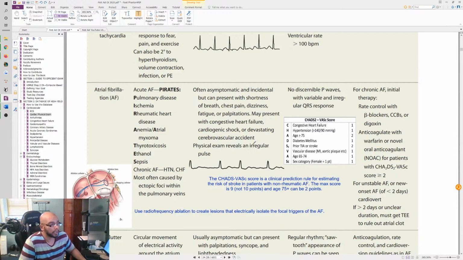Physical exam reveals an irregular pulse. There will not be any discernible P waves with variable and irregular QRS response. Right? And then they tell you how to treat each one. So for chronic atrial fibrillation, initial therapy is with rate control using beta blockers, calcium channel blockers, or digoxin.